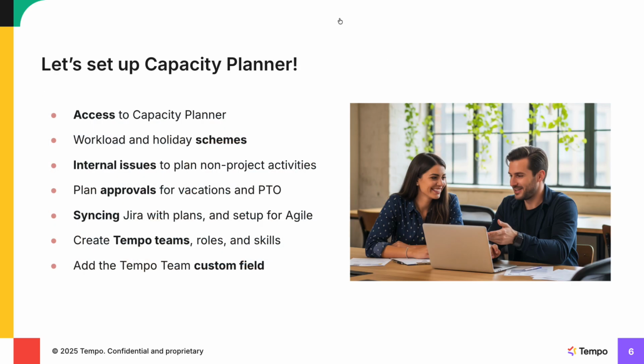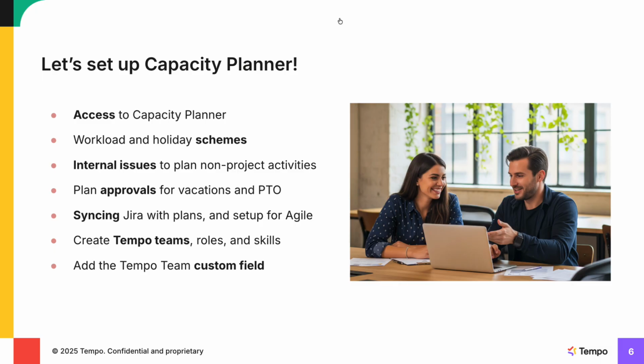So, let's go through a quick overview of what you need to set up for Capacity Planner. First off, we'll cover how to give your employees access to Capacity Planner, then how to create workload and holiday schemes to determine employee capacity for work. We'll look at how creating internal issues lets employees plan activities, such as vacations and other PTO, or things like company events or travel. And you'll see how to enable approvals so that managers can approve vacations and PTO, or any planned work. An important item we'll cover is syncing Jira with Capacity Planner for automating the planning process, especially if you work in Agile.